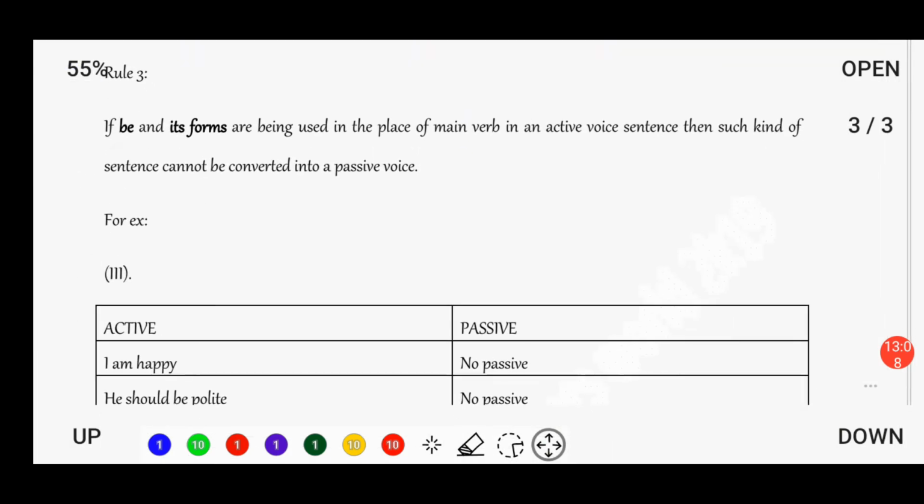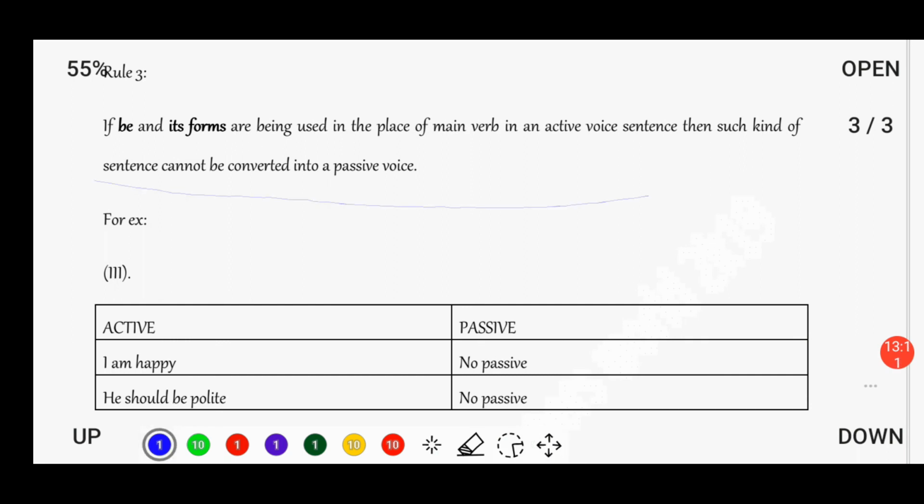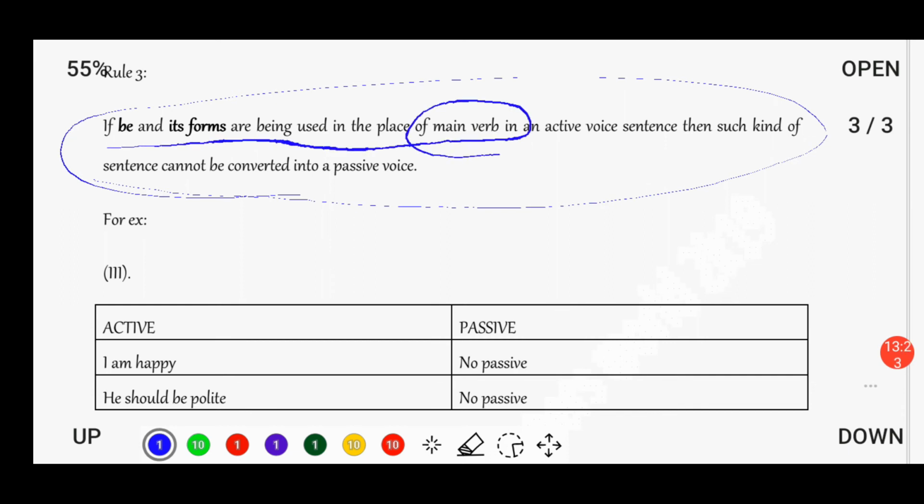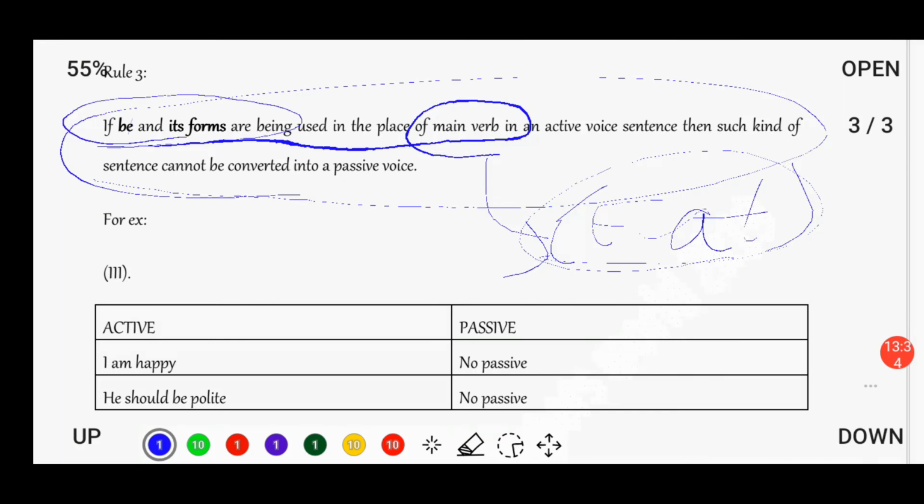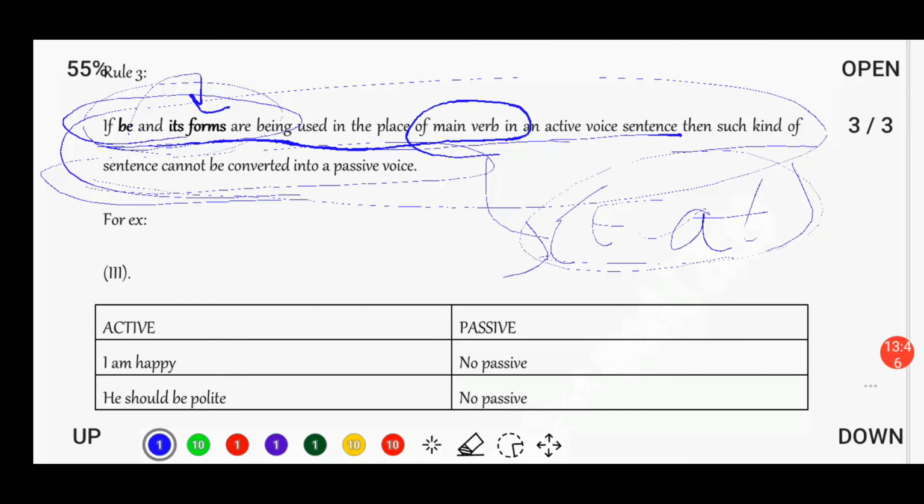Now our last rule, rule number 3, is the most important rule for conversion from active into passive voice. Our third rule is: if be and its forms are being used in the place of main verbs, such as eating, playing, dancing, these all being main verbs, in an active voice, such kind of sentence cannot be converted into passive voice. Such kind of sentence does not have any passive voice.